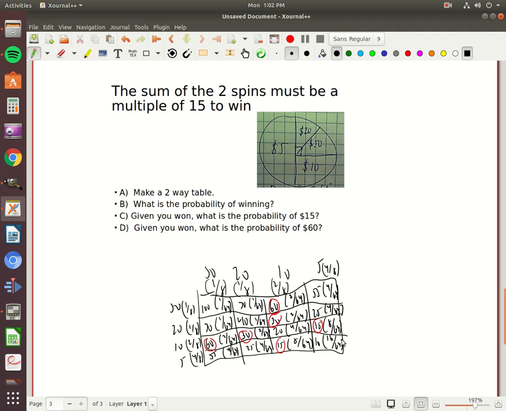All right, so we have our winners here, our whole table. So there's our two-way table. What's the probability of winning? 2, 4, 6, 8, 16, 24 out of 64. Given you won, what's the probability of $15? So I know I won. There's 24 ways of winning, and 16 of those 24 ways are with a 15. The other 8 ways are with the 30 or 60. And given that you won, what's the probability of a 60? Again, there's 24 ways of winning, and 4 of those are winning $60.